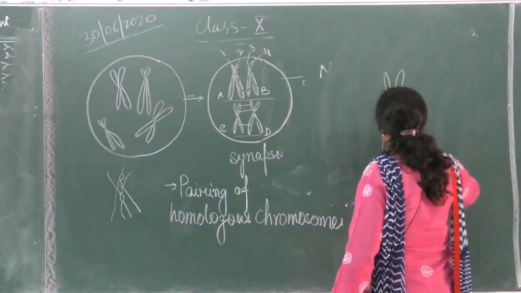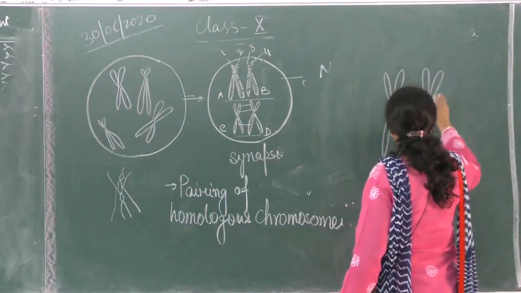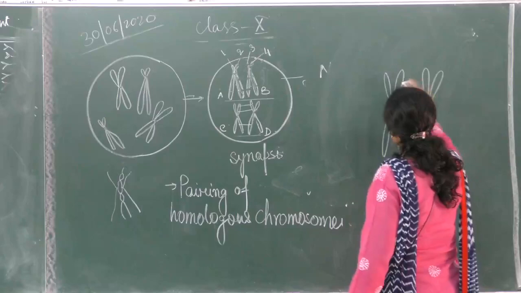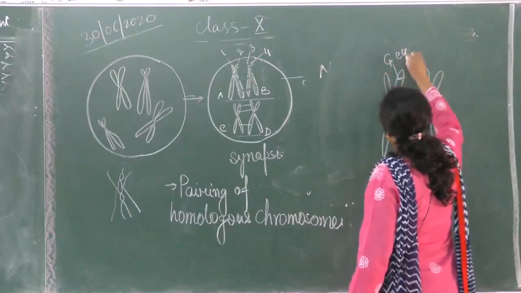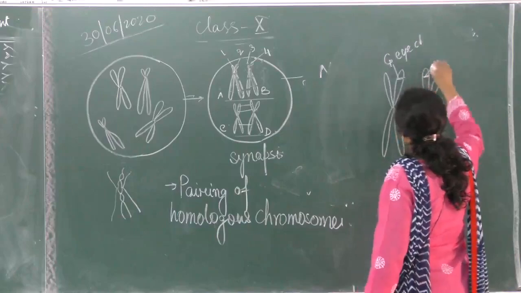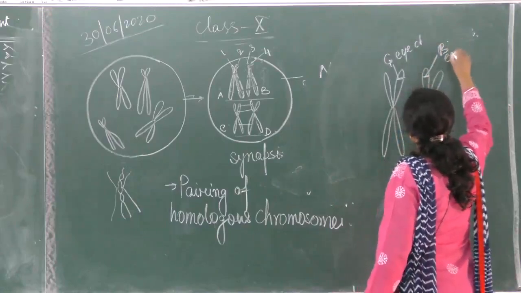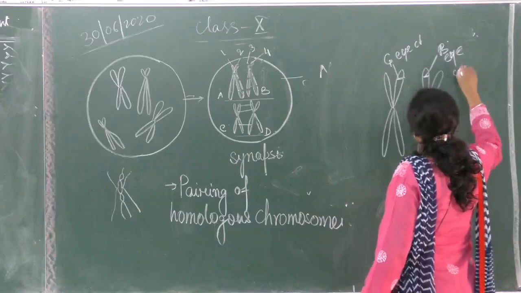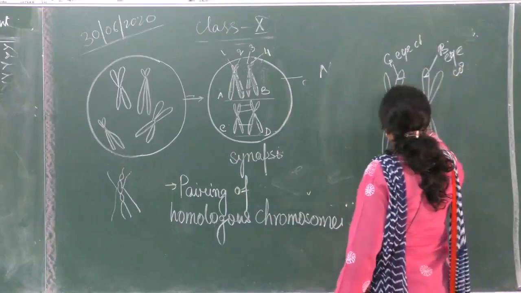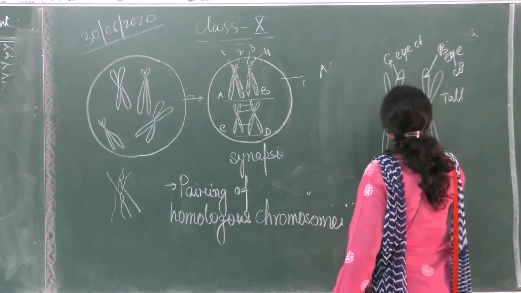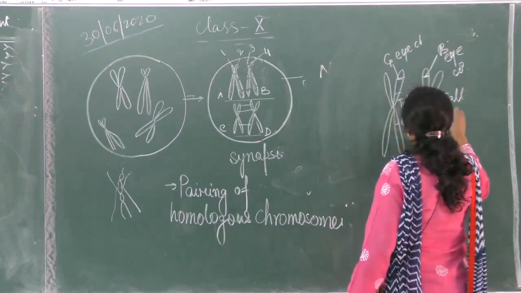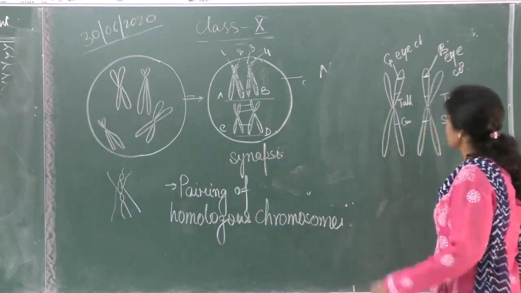All right, here I am showing you a homologous pair of chromosomes with the same set of genes: eye color, green eye color, blue eye color. Tall, curly hair, straight hair. All right, I had given you this example.